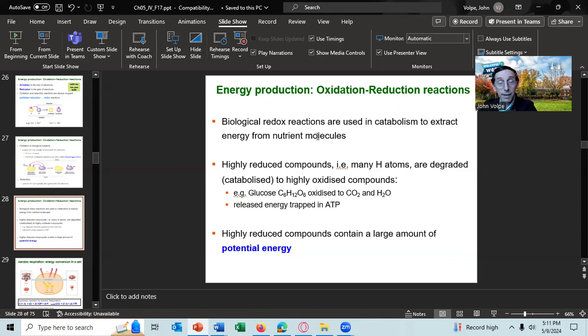Highly reduced compounds, compounds that contain many hydrogen atoms, are degraded, that means catabolized, to highly oxidized compounds to give the cell energy. An example will be glucose, which is C6H12O6, and that has many hydrogens in it, a highly reduced compound. It will be oxidized to CO2 and water. Energy will be given off, and some of that energy will be trapped and then used to make ATP.